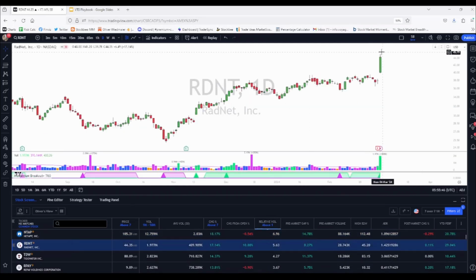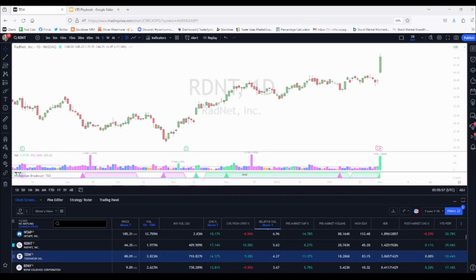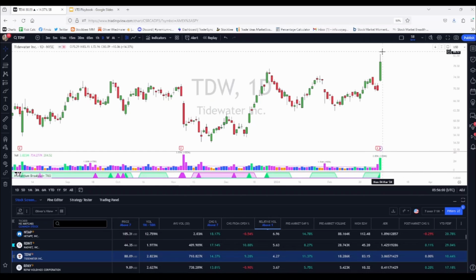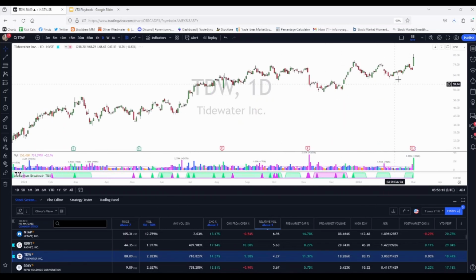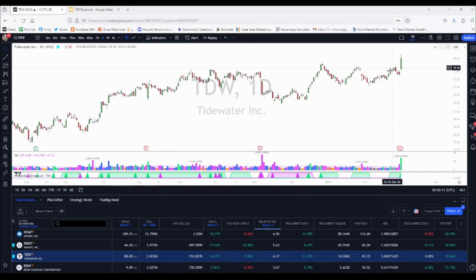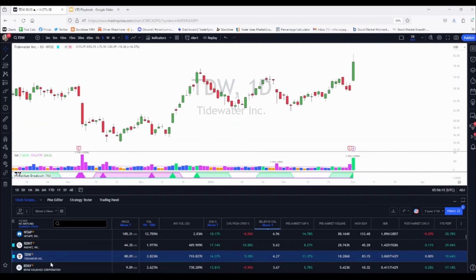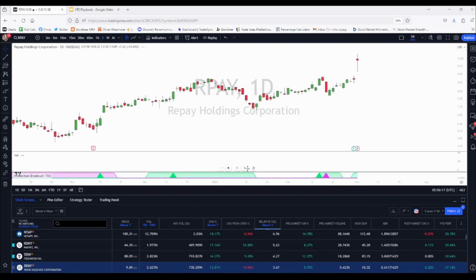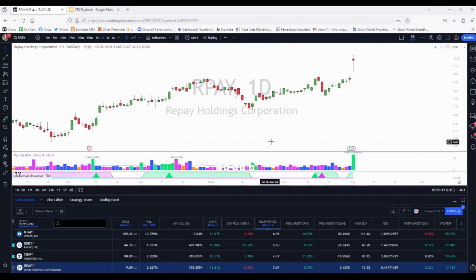RDNT, this definitely qualifies. This trades 17%. Okay, so we're going to mark it with the color here. TDW, the same. This is 14%. Traded almost 300% volume. This one I don't love as much because it doesn't have a really big gap up, but we'll put it on the list. If it has a big gap up to pair with it, that's always good.